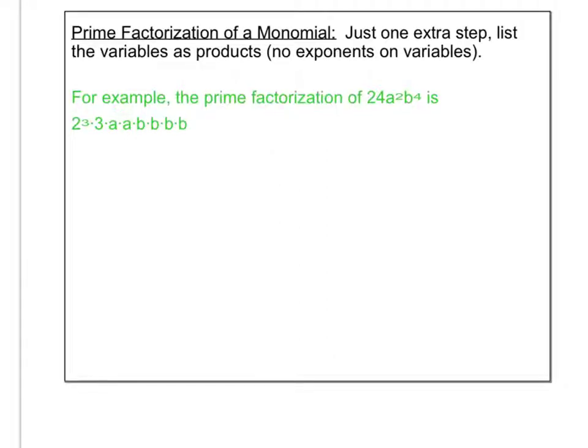Then we've got prime factorization of a monomial, meaning that you're going to have letters attached to a number. So your first step is just to take your number. So in this case we have 24a squared b to the 4th. We're going to expand that out. So we know that 24, when we do our factor tree, is going to be 2 to the 3rd power times 3. And then we just have to write the letters out. So you have to say, a times a, and then write 4 b's, and then you're done.